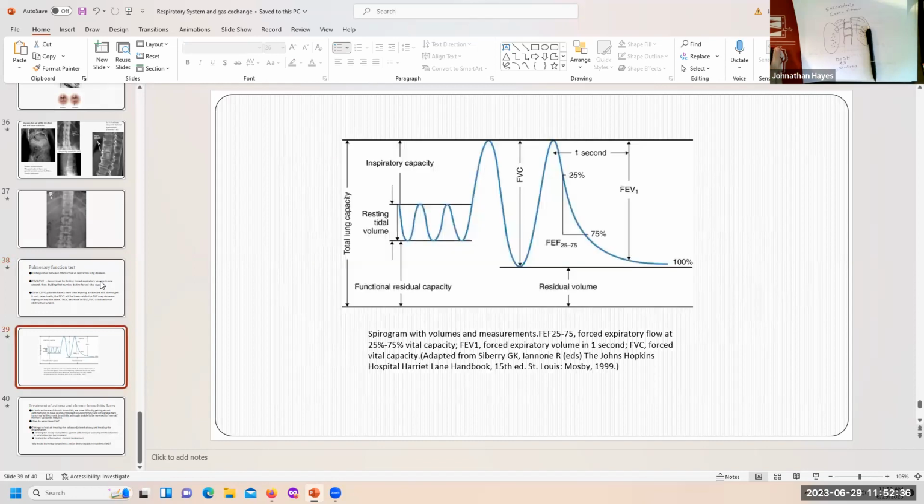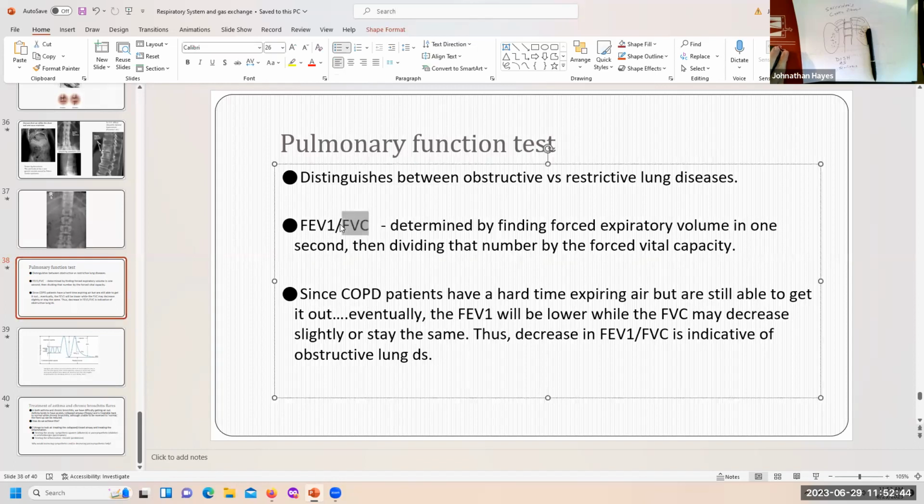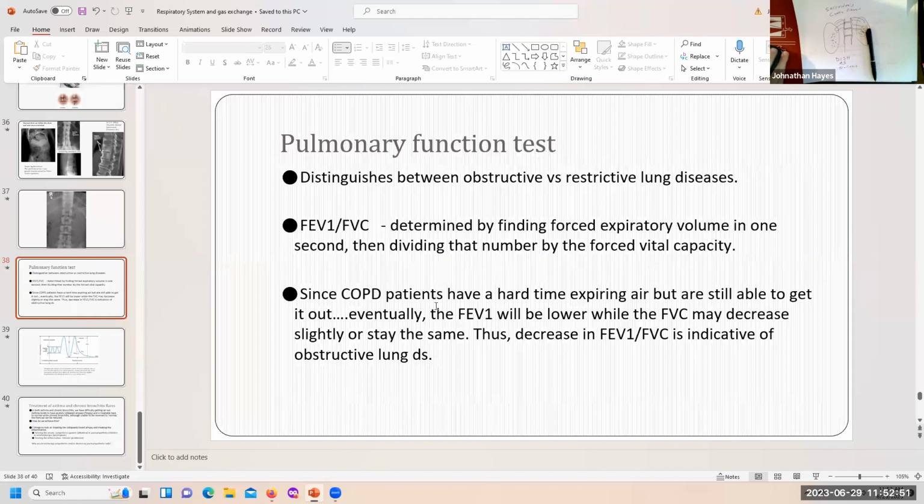Let's see. So with the restrictive lung diseases, the problem is more or less getting the air in. So the FEV1 is really not going to be changed. This number will be lower, probably just because this number was lower. But the gap between the two won't change. With obstructive, the gap's going to get bigger, so the number is going to be smaller because I can't get the air out fast enough.